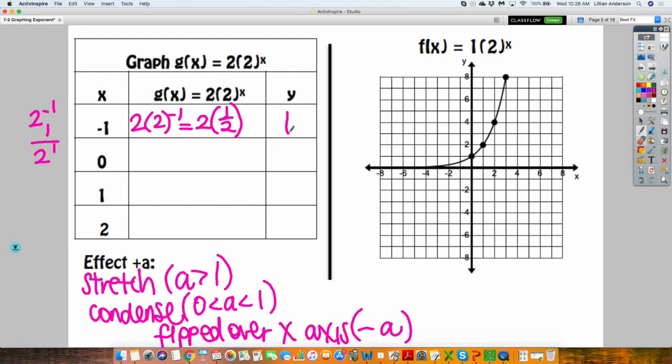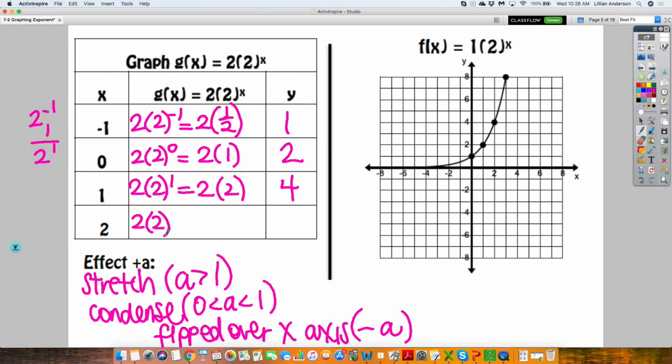Let's plug in 0. Do my exponent first. What's 2 to the 0 power? 1. What's 2 times 1? 2. That's another point on this graph. Let's plug in 1. What's 2 to the first power? 2. What's 2 times 2? 4. And let's apply the last one. What's 2 squared? 2 times 4 is 8. So these are all the points that are going to be on the graph of 2 times 2 to the x.